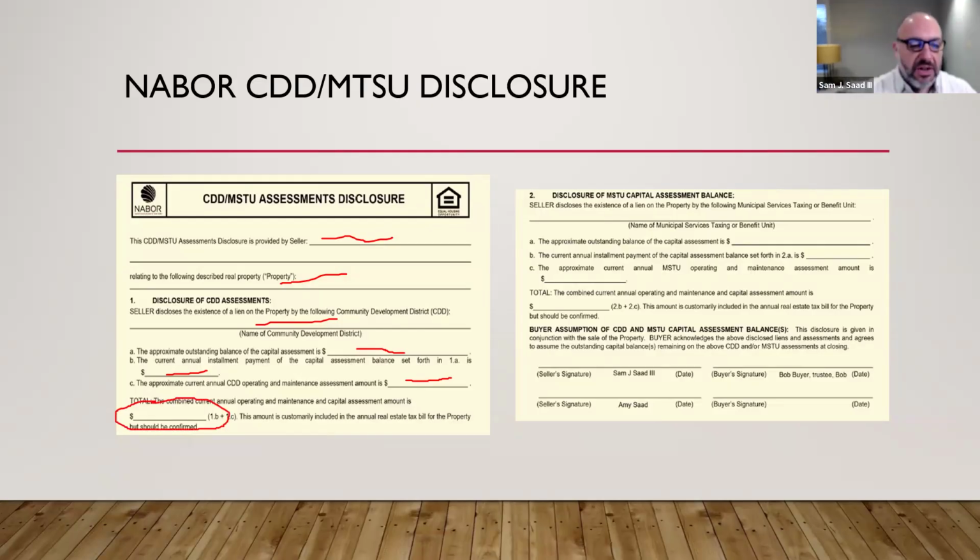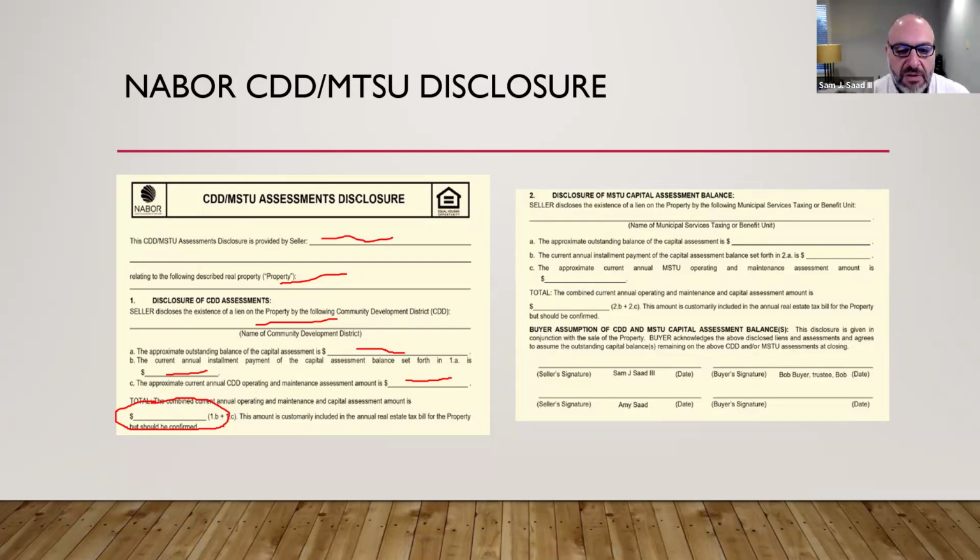So the question is, where does this information come from? It's two places. You need to go to the district manager, whose information is provided in the NABOR forms. You can pull out a list of all the CDD managers in Lee and Collier County, and you can call them and get the numbers that you need to fill out this form, or you can look on their website. I will tell you though, the website's very hard to figure out. Usually the website's very hard.